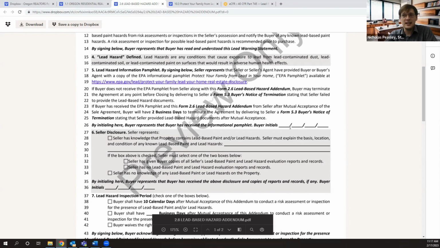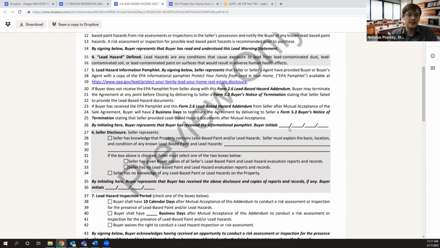The buyer is supposed to sign here or initial here to represent that they have received the informational pamphlet. Their initials here are not sufficient as proof that you have delivered the pamphlet. So we get questions periodically where someone says, well, if the buyer just initials that, but I didn't give them the pamphlet, then they got the pamphlet, right? That's not the way it works.